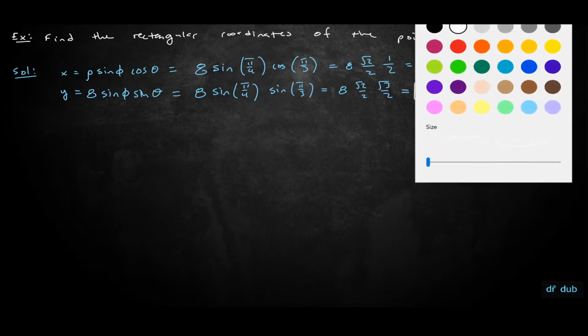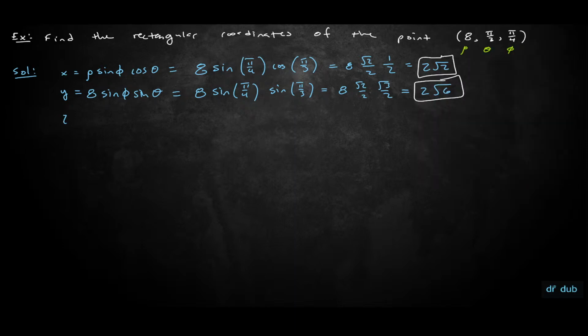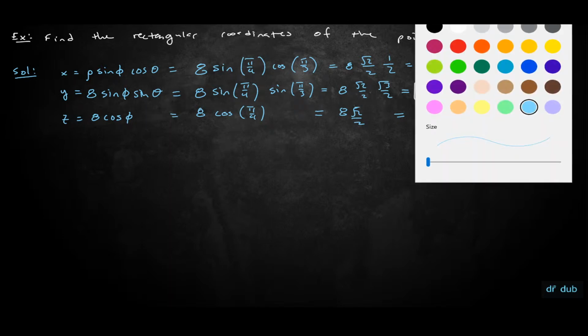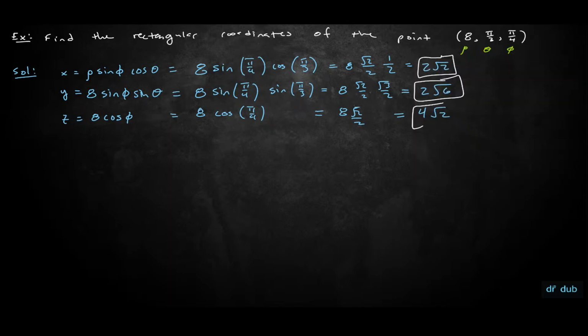And the last one, z, it's going to equal 8 cosine of phi, which is going to be 8 times cosine pi over 4. It's going to be 8 times square root of 2 over 2, which is going to be 4 square roots of 2. So easy enough, I suppose.